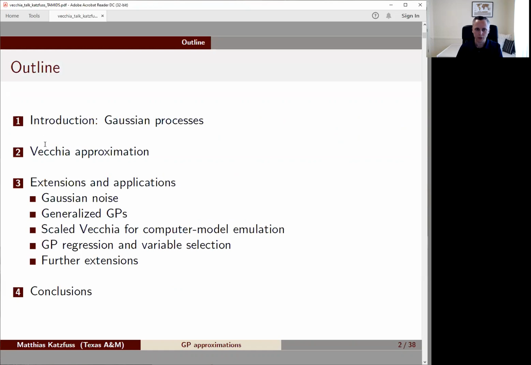So roughly speaking, here's an outline of my talk. I'm just going to give an introduction to Gaussian processes, and then I will talk about some of the basic properties of something called the Vecchia approximation. And then we'll see that we can apply the Vecchia approximations or extensions thereof in various different settings that involve Gaussian processes. And we'll see how far we get, but hopefully I can talk about all or at least most of them.